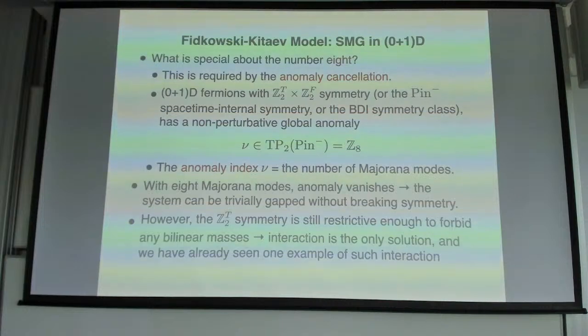However, the time reversal symmetry is still restrictive enough to forbid any fermion bilinear masses. You can't write down any bilinear term to achieve that. So that's why interaction is the only solution to achieve gapping. And we already saw an example of such an interaction, right? So we know this works. Any questions?